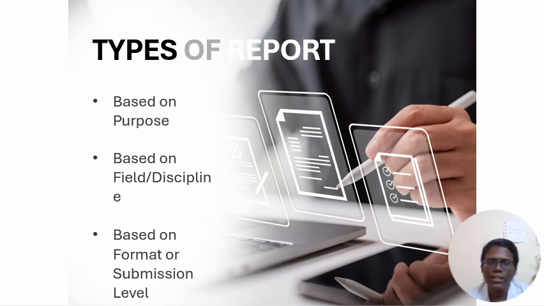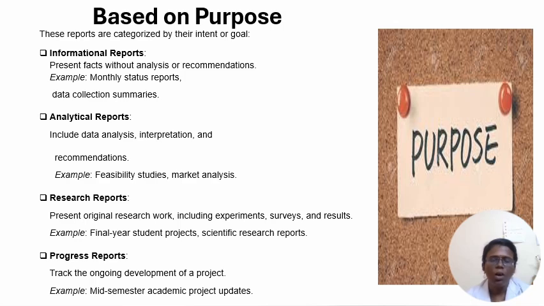So just look at this. We can categorize the types of a project report in three ways: based on purpose, based on field and discipline, and based on format or submission level. Let's get into the session. So look at this. Based on purpose.